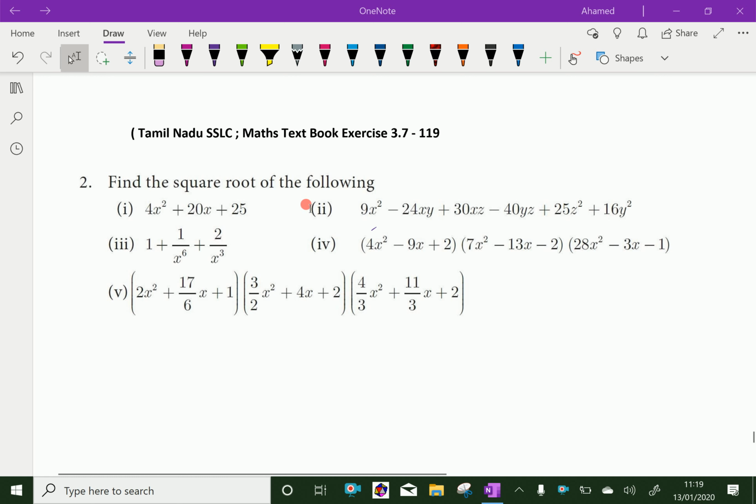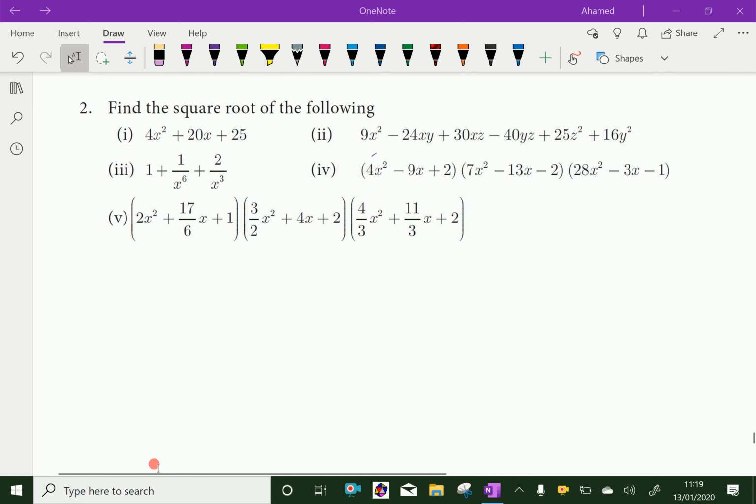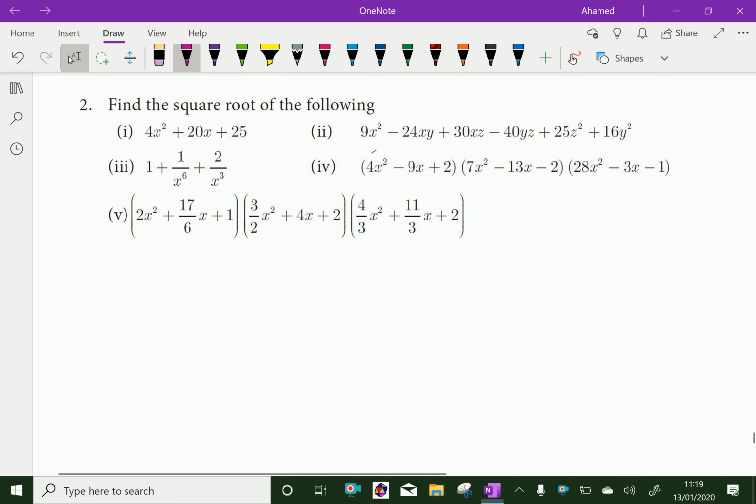Find the square root of the following. First one, 4x square plus 20x plus 25. Let us write the question here. Question number 2. First one. Square root of 4x square plus 20x plus 25.